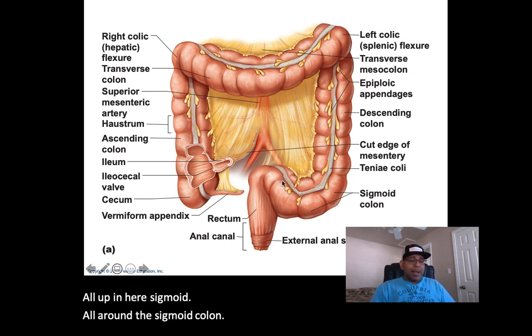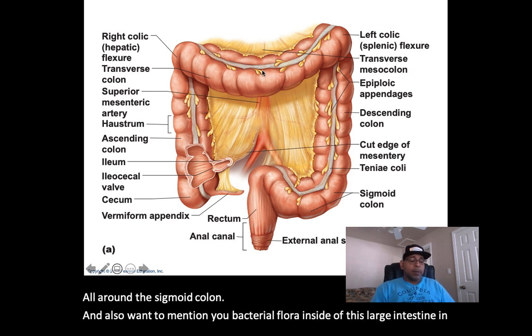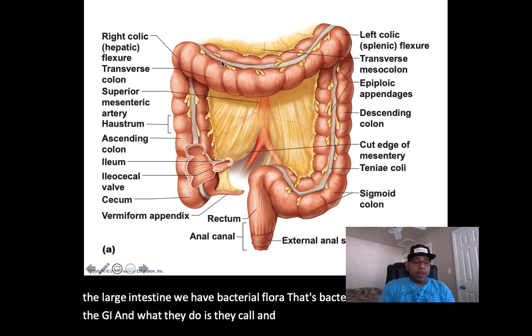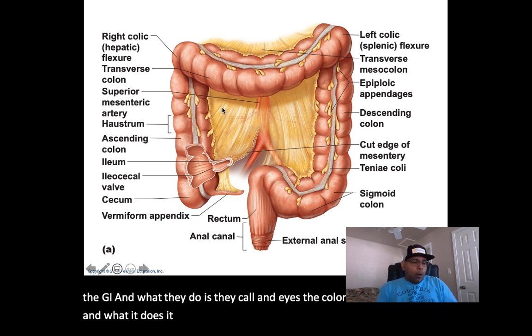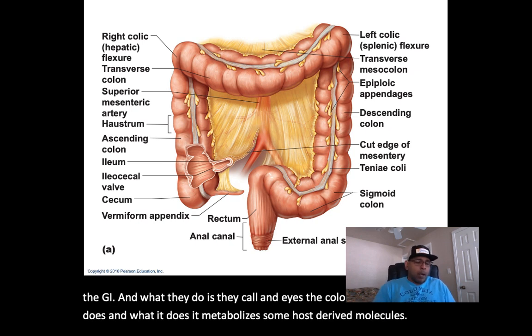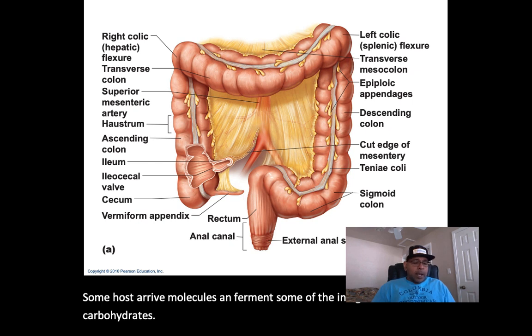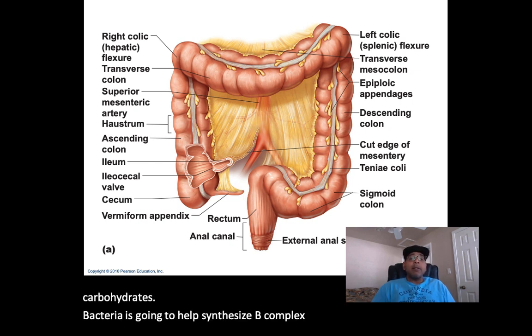I also want to mention bacterial flora inside of this large intestine. In the large intestine, we have bacterial flora. That's bacteria found in the GI. What they do is they colonize the colon. They'll metabolize some host-derived molecules and ferment some of the indigestible carbohydrates. The bacteria is going to help synthesize B-complex vitamins and vitamin K.